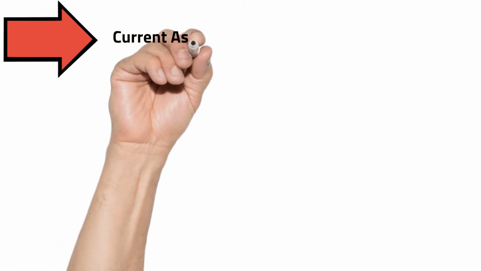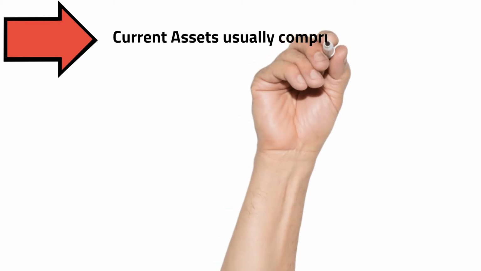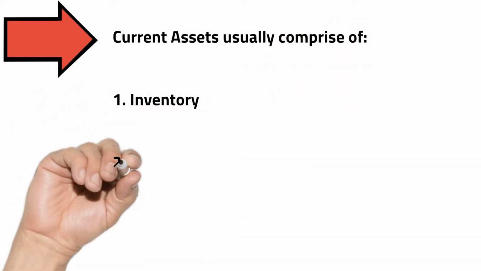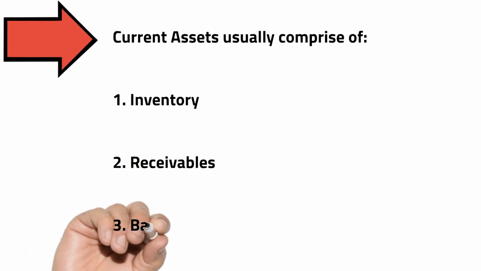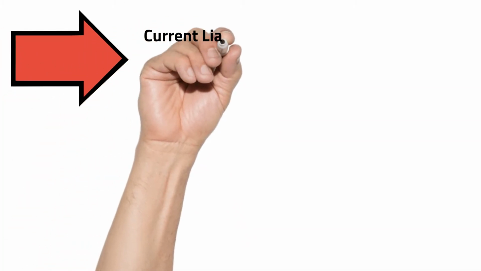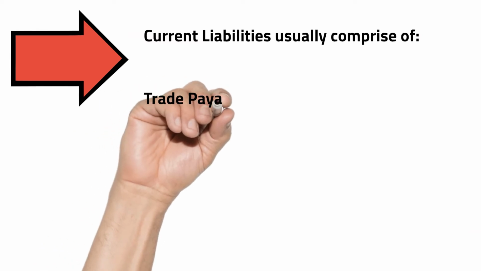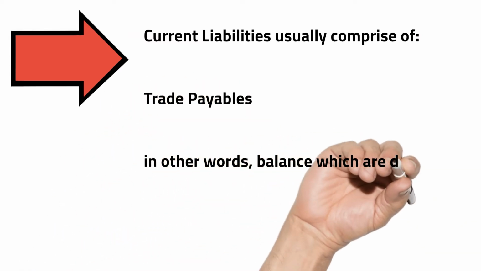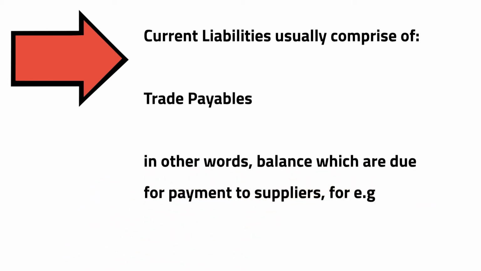Current assets normally comprise of number 1, inventory, number 2, receivables, number 3, cash at bank. Current liabilities usually comprises of trade payables. In other words, balances which are due for payment to suppliers of the business.